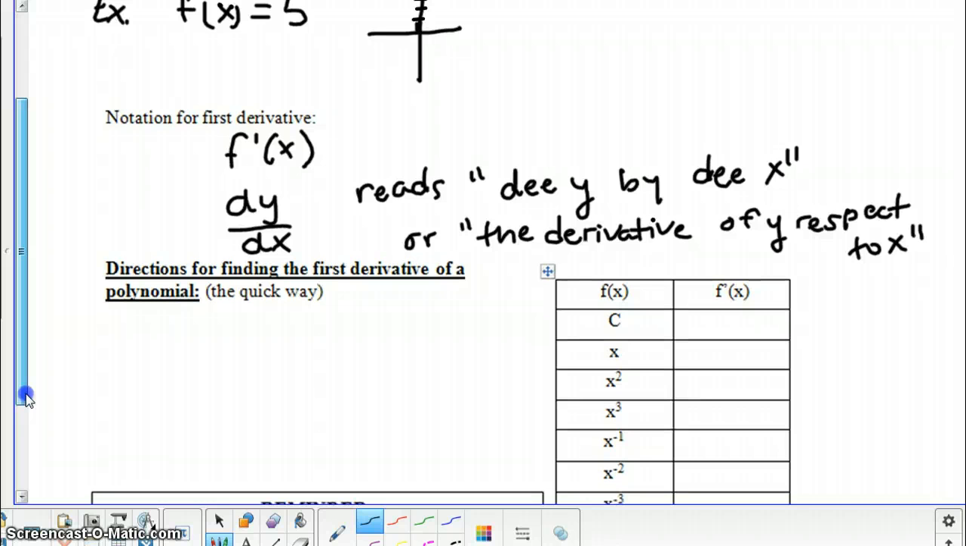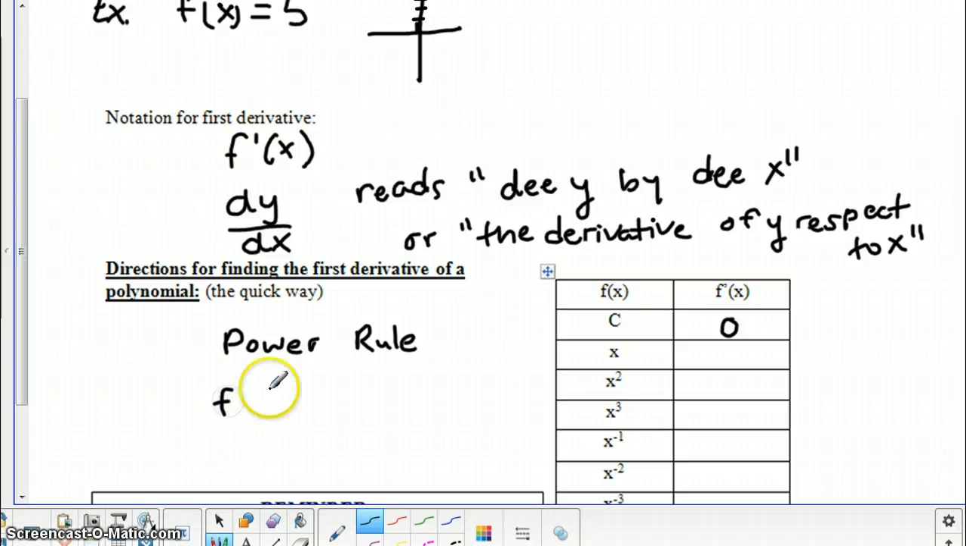Alright, so the directions for finding the first derivative of a polynomial, the quick way. First, we already know that the derivative of a constant would be 0. Now we have the power rule. You might hear that as people talk about taking derivatives. This is going to be called the power rule.